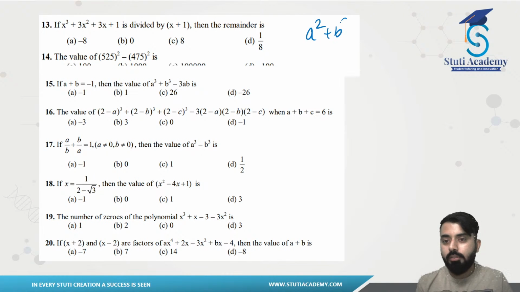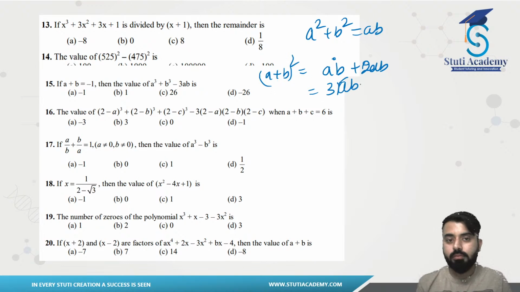A square plus b square equals ab, then ab plus 2ab. Let's assume we take a plus b whole square. So this will be 3ab, and that will be square root of 3ab. Just put a dot here. I have to confirm this question also. I think something is wrong here.